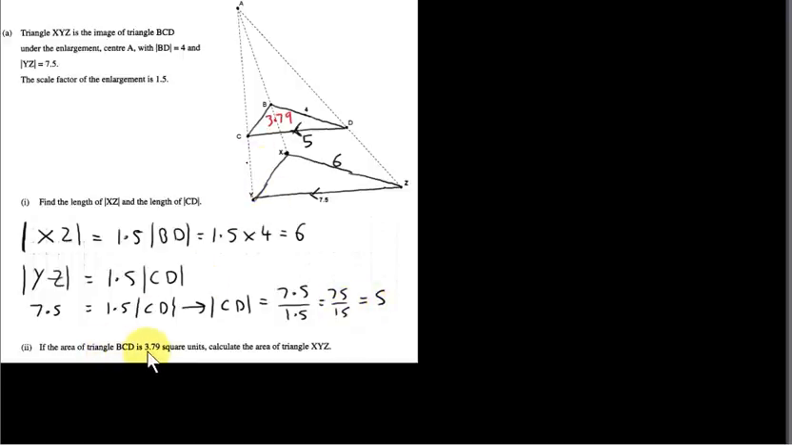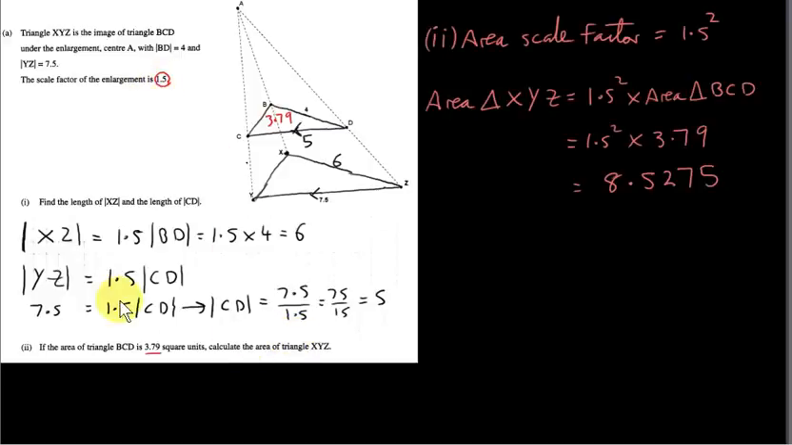If the area of the triangle BCD is 3.79 square units, what is the area of triangle XYZ? Now, as I explained in the last example, the scale factor for the area is got by squaring the scale factor. So the area will be scaled up by a factor of 1.5 squared. So here we have the area scale factor. So if we want the area of triangle XYZ, we multiply 1.5 squared by the area of triangle BCD. So 1.5 squared by 3.79 is 8.5275.